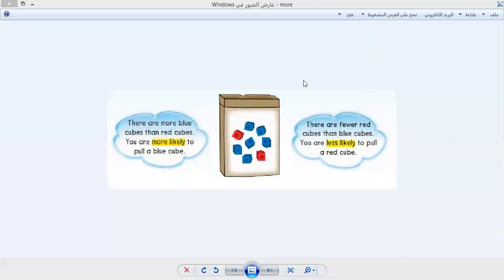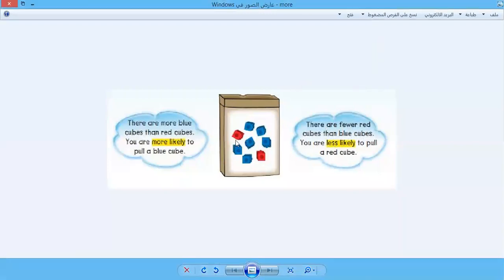Here I have this bag. Inside this bag, I have blue cubes and red cubes. Okay, how many blue cubes are here? One, two, three, four, five, six. I have six blue cubes, and I have two red cubes.